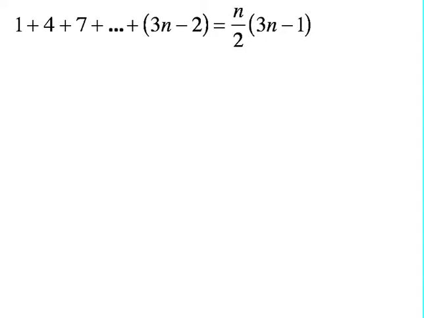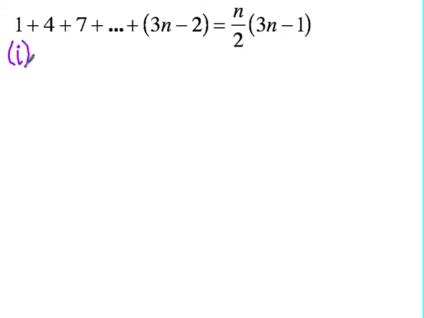Right? So, 1 plus 4 plus 7 plus dot dot dot plus 3n minus 2 equals n over 2 times 3n minus 1. So we've got 2 steps. Now this one shouldn't be as bad as the one that we just got done doing. It should be a little bit easier. That one that we did in the middle was probably the toughest one of the 3 we're looking at today. So what are we going to do here?